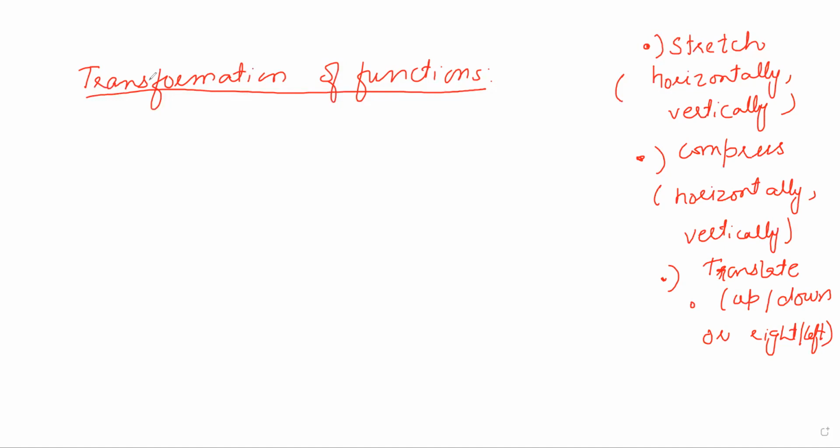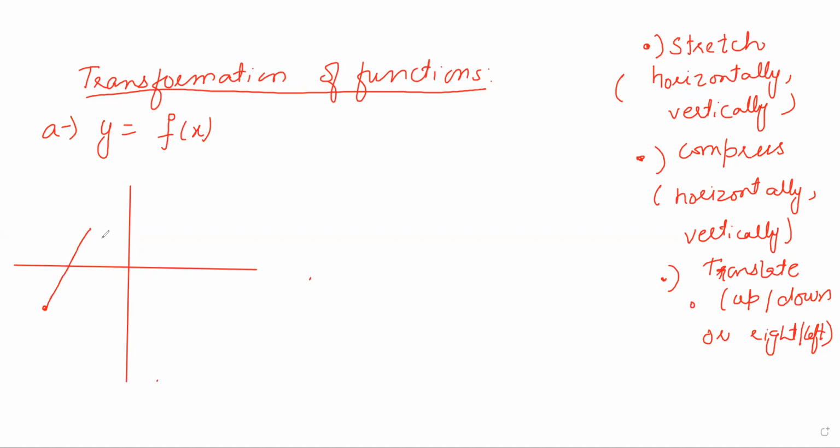But let's start with some functions. For example, I have a function y is equal to f of x. So the function y is equal to f of x is given like this. What is the function f of x? We don't know. But whatever the function is, it is given in this form. This is the graph of the function f of x.